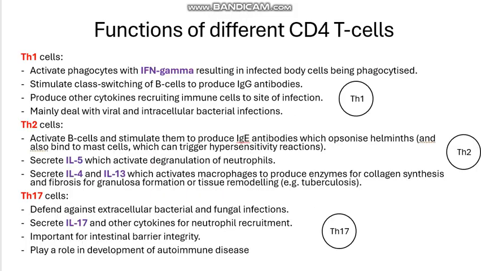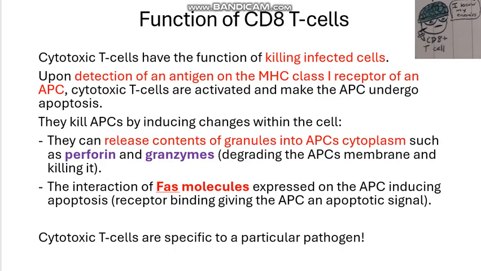So now these were all different types of CD4 T cells, so different types of helper T cell. Now we're going to talk about the function of the CD8 cytotoxic T cells. So cytotoxic T cells have the function of killing infecting cells. They detect an antigen on the MHC class I receptor of an antigen-presenting cell. That indicates that the cell is infected with an intracellular bacteria or virus, and then the cytotoxic T cell responds by making this antigen-presenting cell undergo apoptosis.